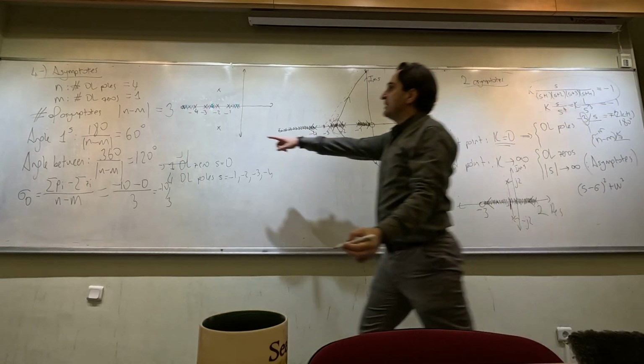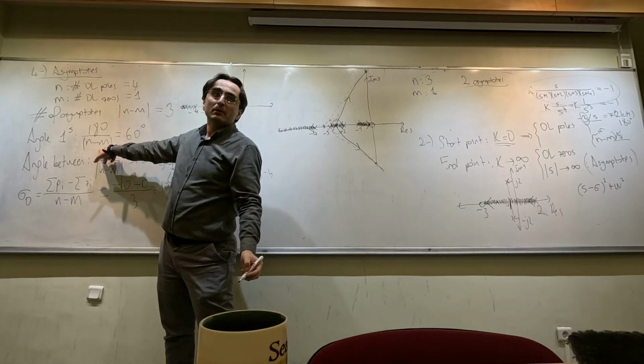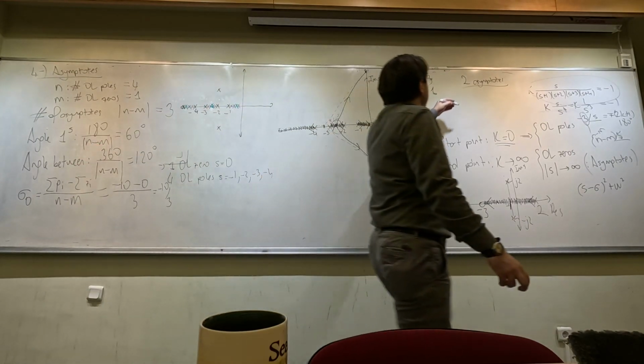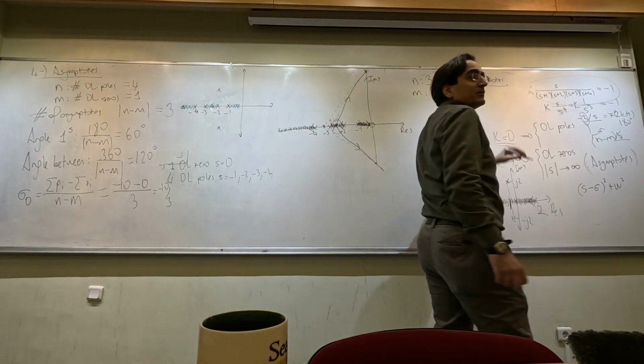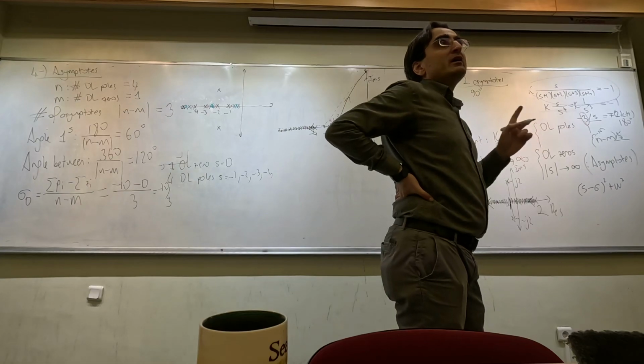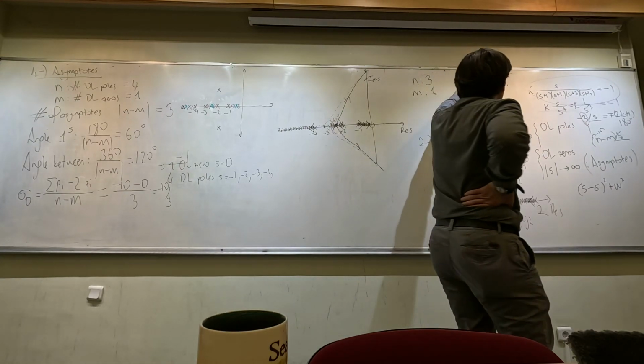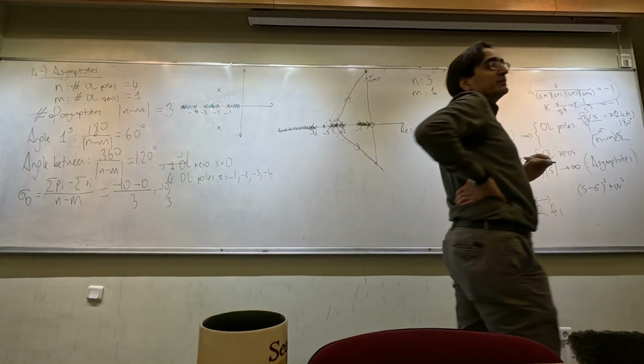Angle of the first asymptote is 180 divided by n minus m. Okay? Meaning that angle of the first asymptote is 90 degrees. And what is the angle between asymptotes? It is always going to be twice this number. Okay? Meaning that the angle between them is 180 degrees.